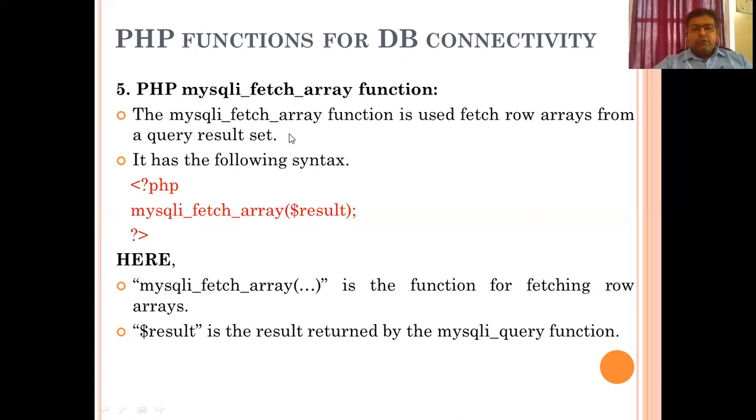Next is the mysqli_fetch_array function. The mysqli_fetch_array function is used to fetch the row arrays from a query result set. Again, the same syntax over here, only the function is changed: mysqli_fetch_array($result), where mysqli_fetch_array is the function for fetching row arrays. So all the values will be stored in an array. Result is the result returned by the mysqli_query function.